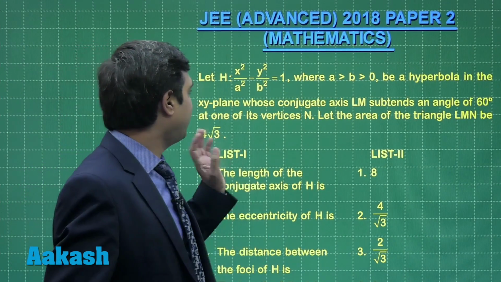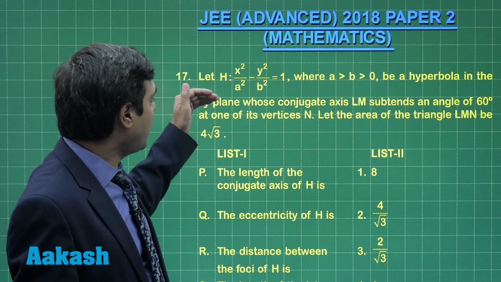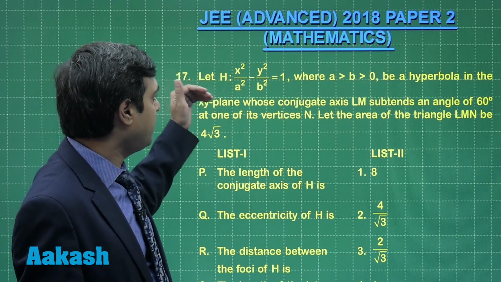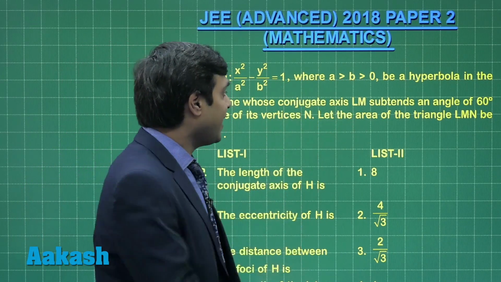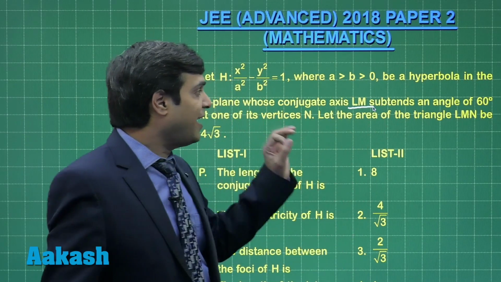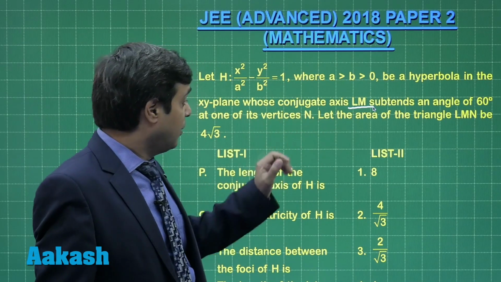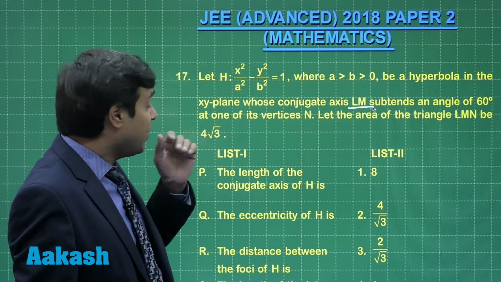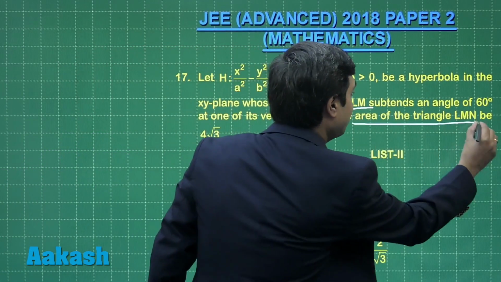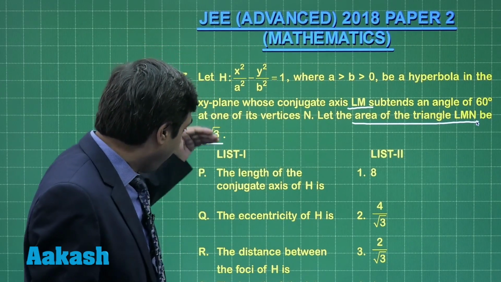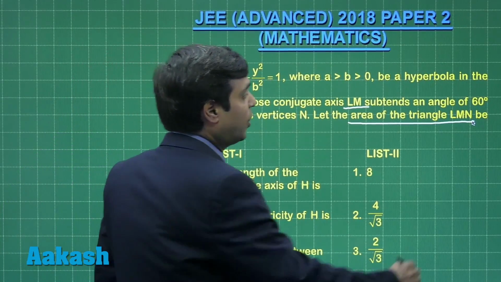Okay, let us take question number 17, a question from coordinate geometry. Let H: x square by a square minus y square by b square equals 1, the equation of a hyperbola, be given to us, whose conjugate axis LM subtends an angle of 60 degrees at one of its vertices N. Then the area of the triangle LMN is also given to us as 4 root 3, right. They have asked for the length of the conjugate axis, the eccentricity of the hyperbola and 2 other parameters.